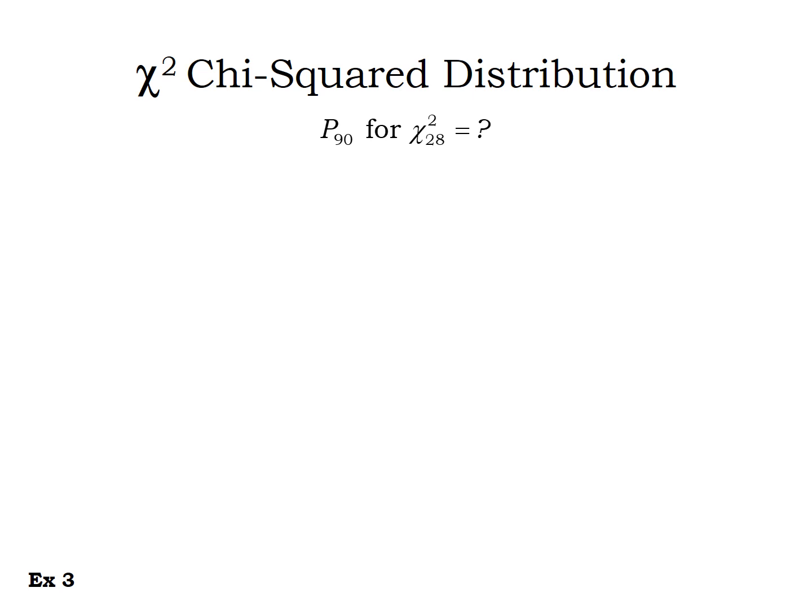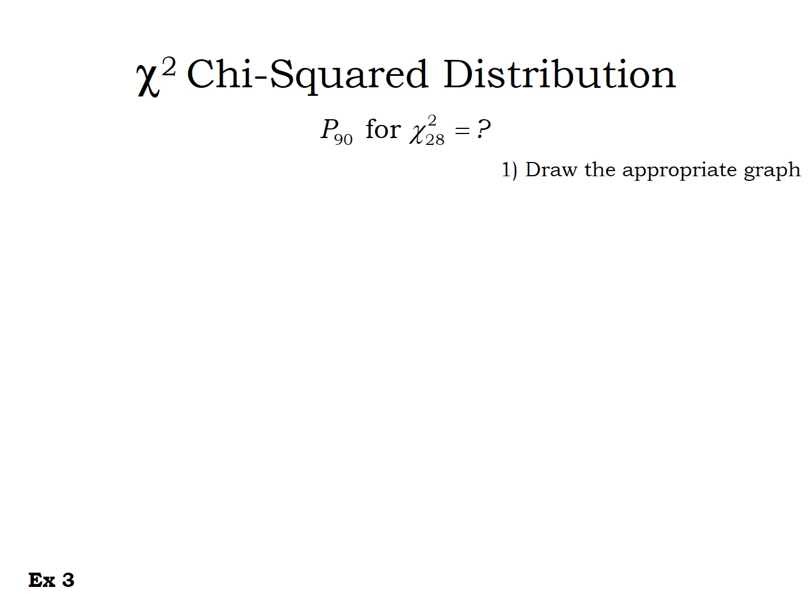Now, another way to look at that again is we're looking for the chi-squared score where the probability that another random score would be less than that number, P90, is going to be 0.90. We need a 90% chance that random values will be less than this unknown number.